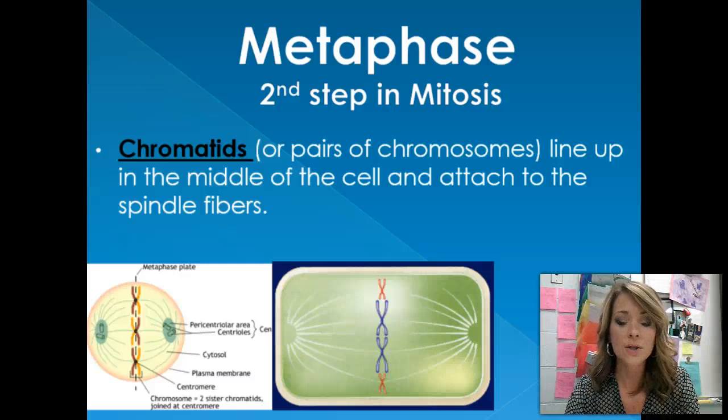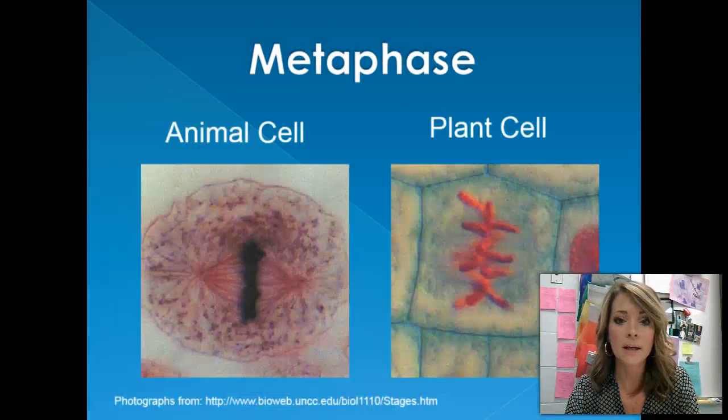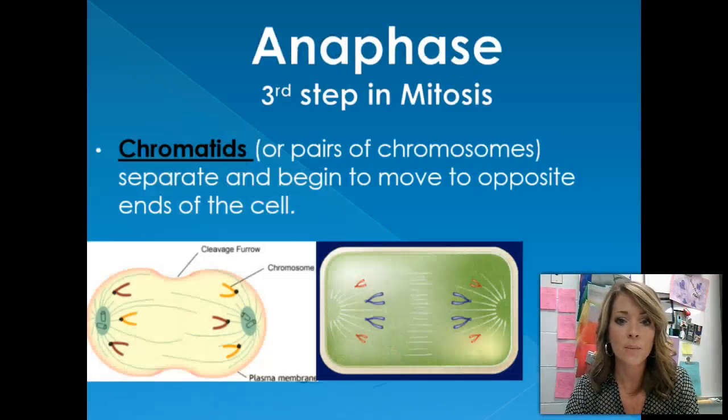In the next stage, here's our picture of metaphase in both a plant cell and an animal cell. You can see the chromosomes there lined up in the middle of the cell. Here you can really see that spindle attached to them and the centromeres that are going to be working to pull those chromosomes apart, because that's what happens in anaphase.